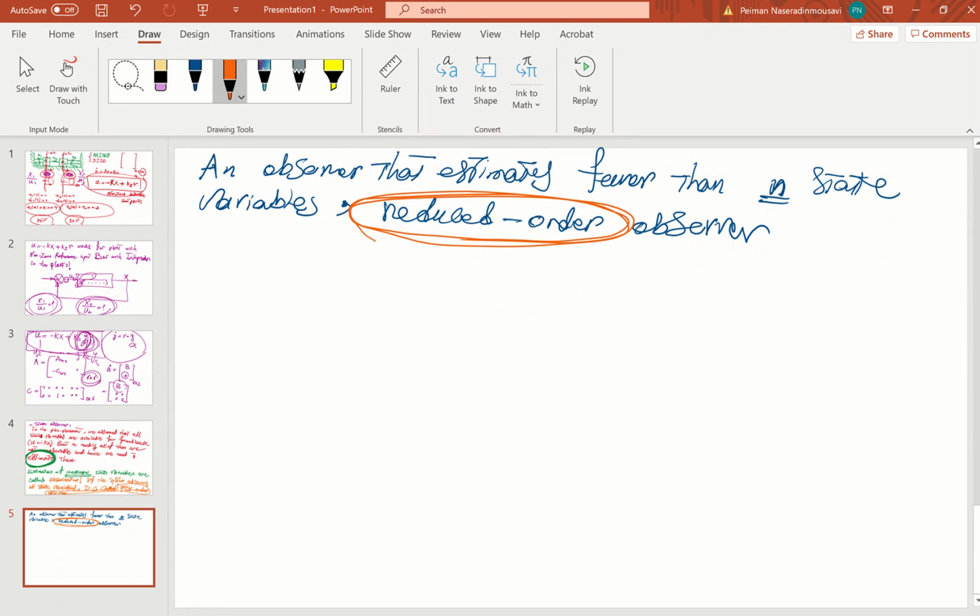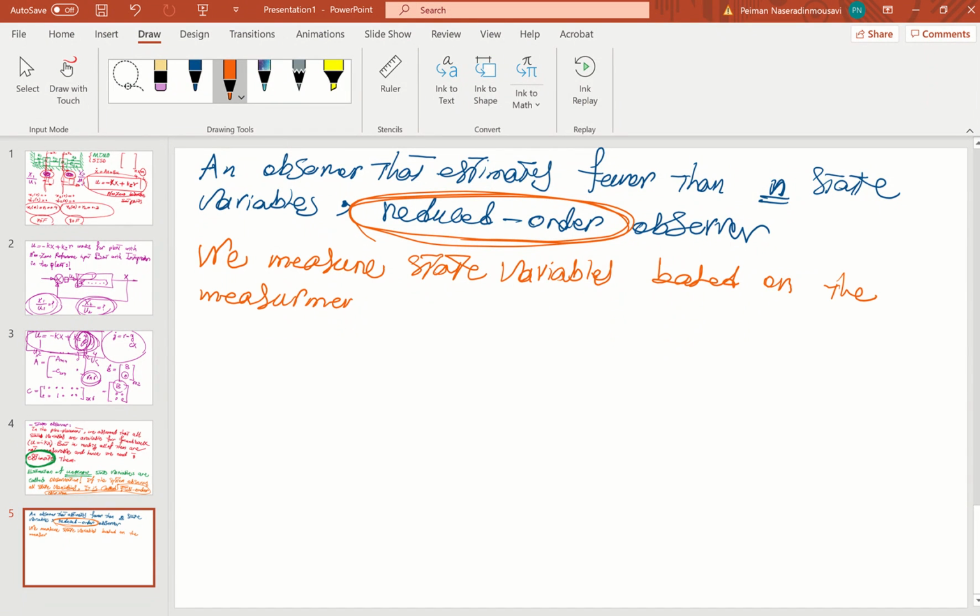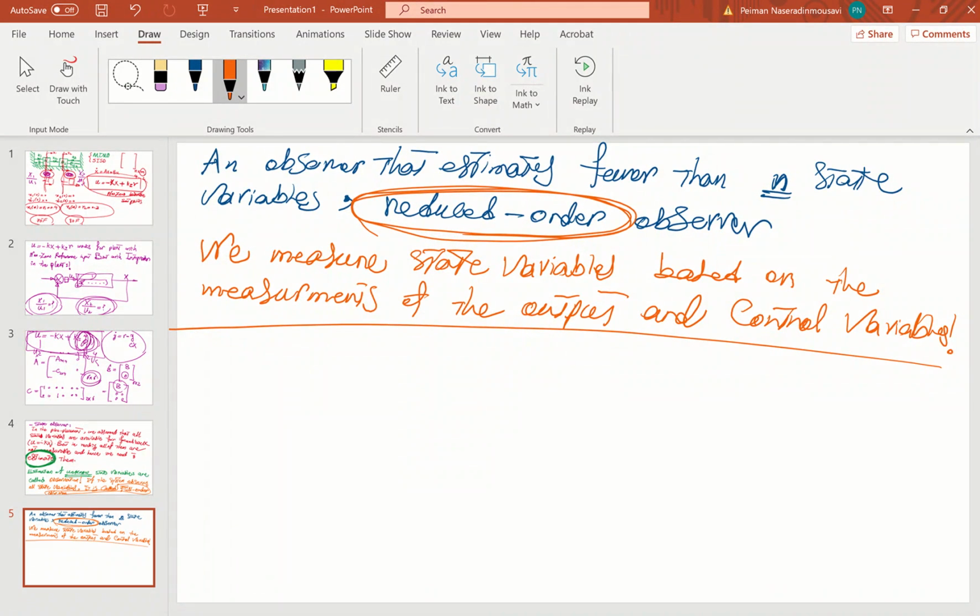Okay, so we estimate state variables based on the measurements of the output and control variables, in theory, but when you go to practice, it's going to be a different story. I'm going to teach you in the next class.